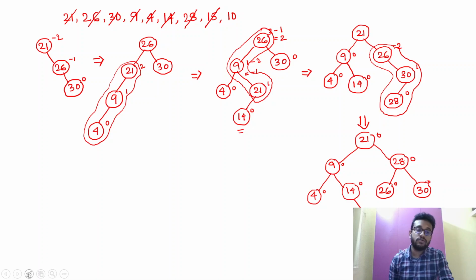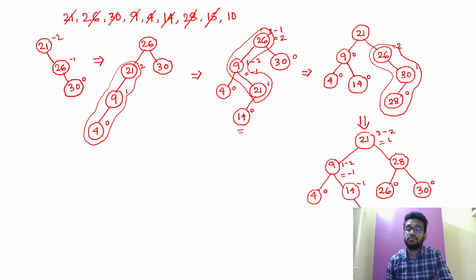Now try to find the balancing factor here. So here it is 30: 0, 26: 0, and 15: 0, 14: 0 minus 1, it is minus 1. Here it is 0, so 1 minus 2, it is minus 1. And here 1, 2, 3, 3 minus 2, it's basically 1, and as all the values are 0, it is still balanced.